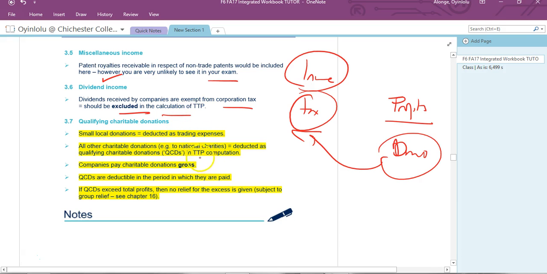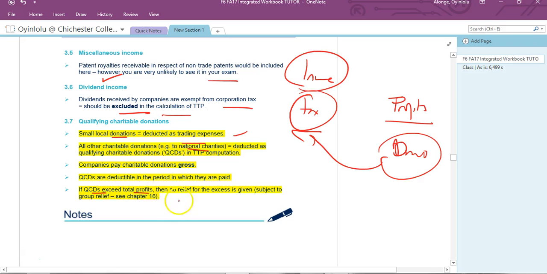Again, this idea of a QCD. I think I highlighted what these were: QCDs really are large donations to large or national charities. Think of it that way. Classic examples of national charity. But typically, only small local donations are allowed as trading expenses, right? And then QCDs are the national donations.